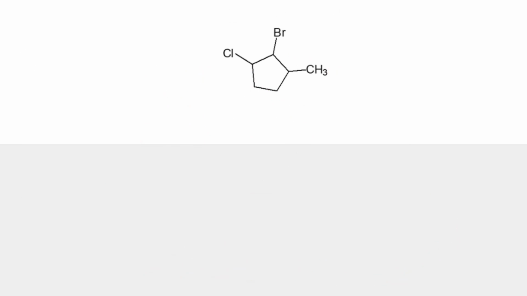Okay, so for our final example, we're going to deal with a cycloalkane. So the longest continuous chain is the cycloalkane itself. So there's 1, 2, 3, 4, 5 carbons. So we know that this is going to be a cyclopentane. And now we've got to just figure out the substituents.